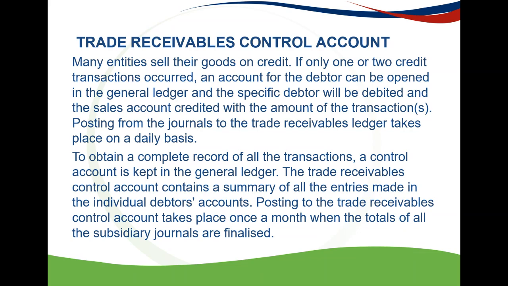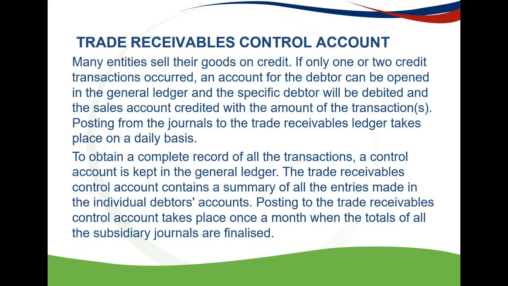Now, many entities sell their goods on credit. If only one or two credit transactions occurred, an account for the debtor can be opened in the general ledger, and the specific debtor will be debited and the sales account credited with the amount of the transaction. So it's when you only have a few transactions or a few debtors, posting from the journals to the trade receivables ledger takes place on a daily basis. When you have only these few debtors, then you can do it like this. But when you have a lot of debtors and a lot of transactions, then you can't do that.